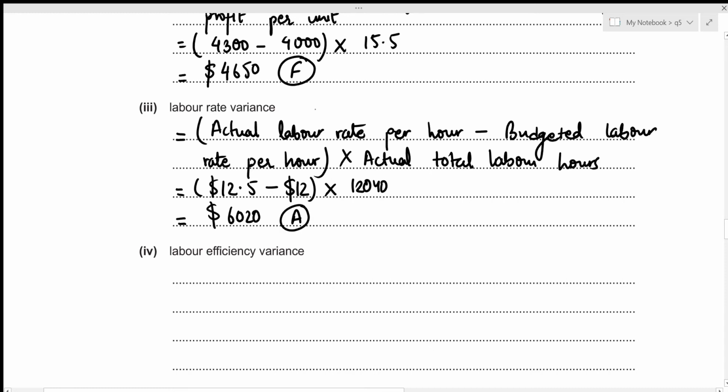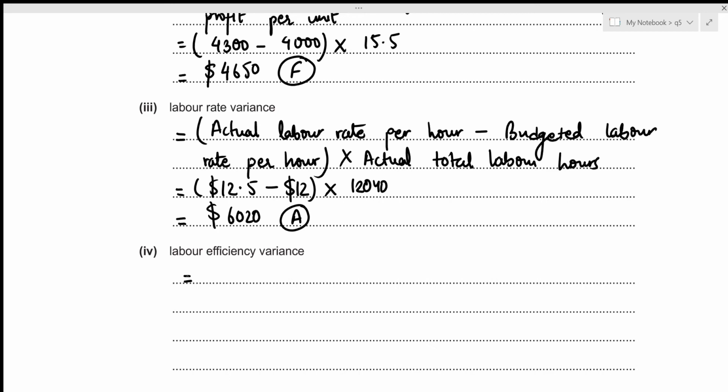Because we're talking about an expense here, right? And higher the expense, the lower the profit. So the higher actual labor rate results in an adverse condition. Now we can move towards the fourth one. We have labor efficiency variance. And for labor efficiency variance, we just find the difference between the total labor hours and then multiply it with our budgeted rate per hour, right?